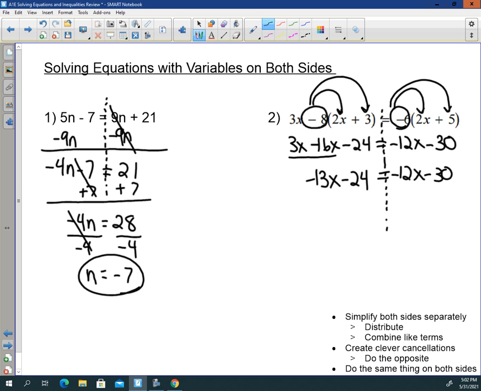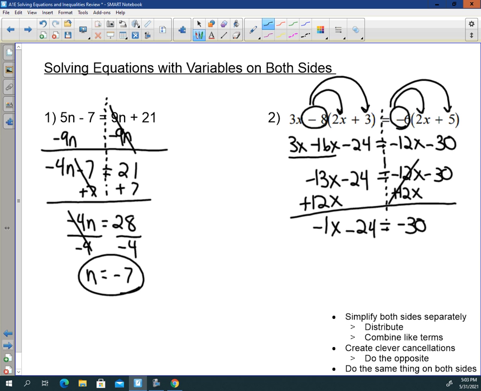Now that we have simplified both sides separately, we are ready to create cancellations. So we could add 13x to both sides, add 24 to both sides, add 12x to both sides, or add 30 to both sides. And at this point, all of those would be a correct step, but I'm going to add 12x to both sides because I like it when the variable term cancels from the right side. It's just what I like. So we have negative 13x plus 12x, which is negative 1x, minus 24 equals negative 30.